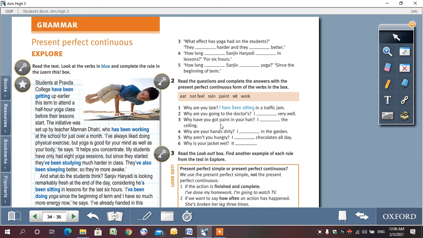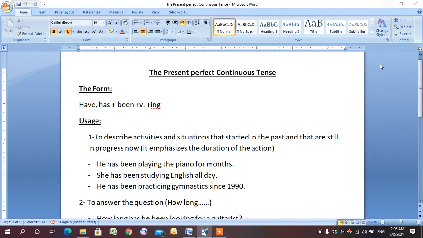Students, today we're going to take the second grammar lesson in Unit 4, page 35. So we're going to take the present perfect continuous tense. Okay, how can we form the present perfect continuous tense? The form: we put have or has plus been plus verb plus ing.